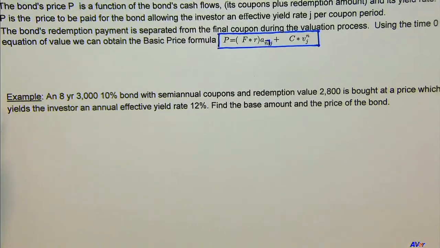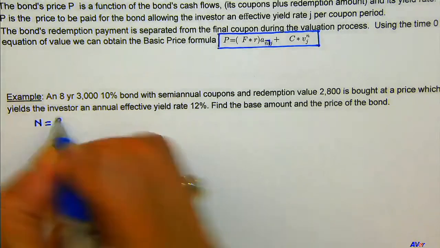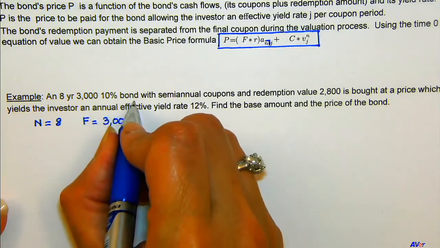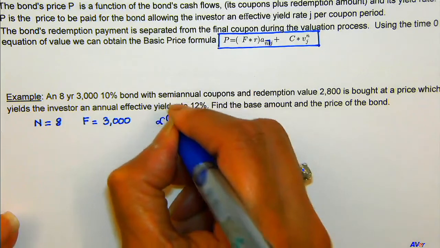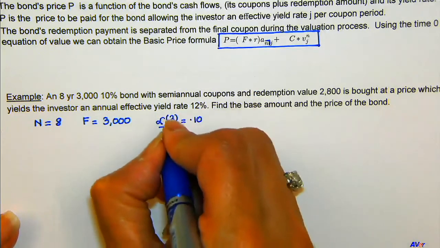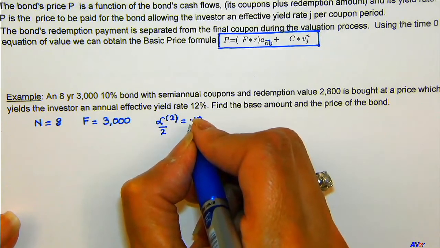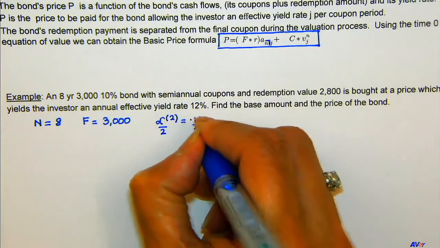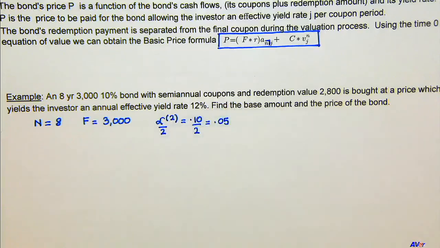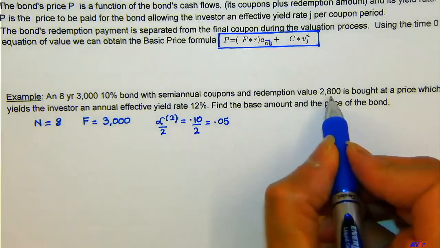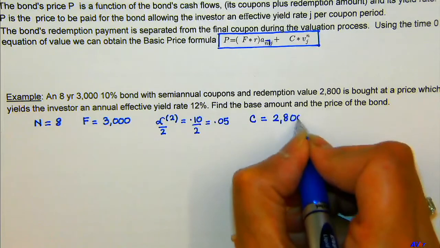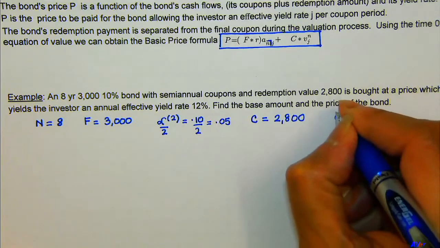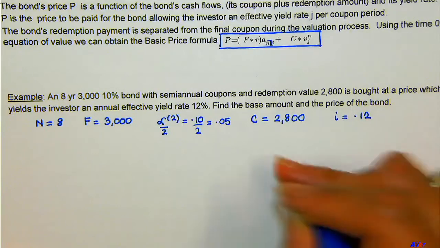So let's go do an example. An 8-year bond, n equals 8, face amount F equals $3,000, 10% bond with semi-annual coupons. So i^(2) equals 0.10, and i^(2) over 2, because I'm interested in the semi-annual coupon rate, not the nominal coupon rate convertible semi-annually. So i^(2) over 2 equals 0.05. That's my coupon rate per period. With semi-annual coupons and redemption value C equals 2,800, it is bought at a price which yields the investor an annual effective yield rate of 12%. i equals 0.12. Find the base amount and the price of the bond.